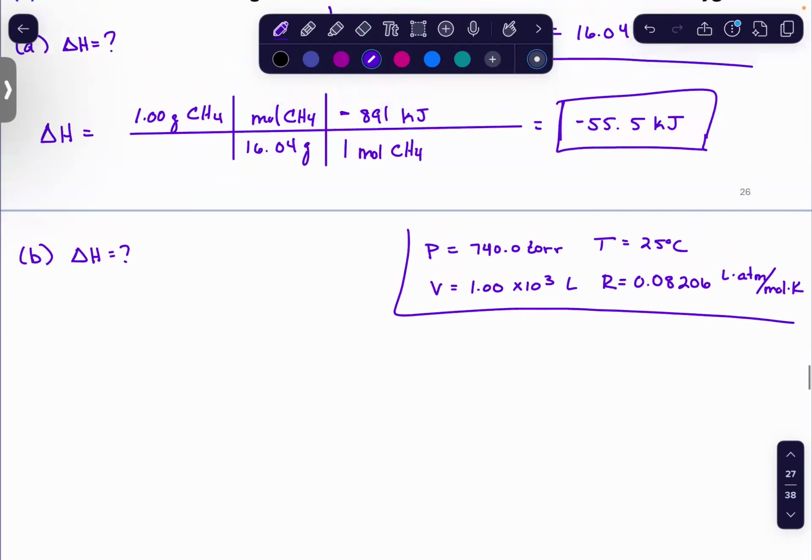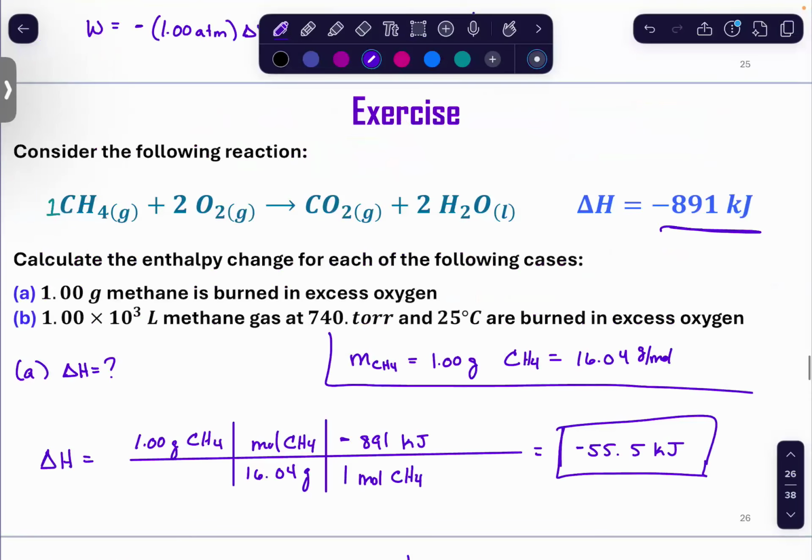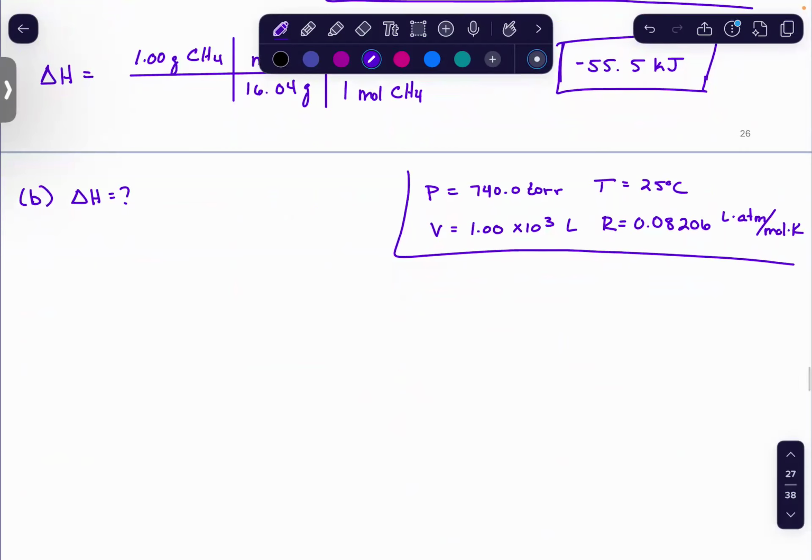So again, to be able to do this, we need moles. We need moles of CH4 because this number here is going to relate to 1 mole of CH4. PV equals nRT, so the moles that we need are PV over RT. But we see that our pressure and our temperature don't match the units in R, so we have to fix that.